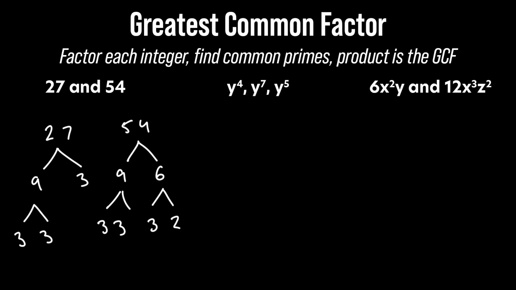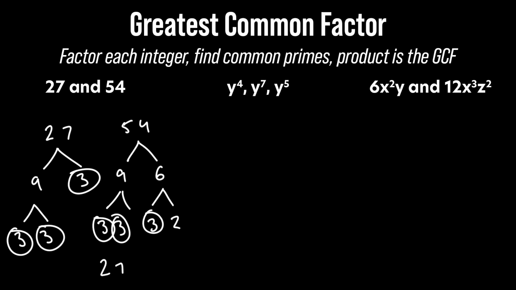Now let's find the common primes. 27 and 54 both have this 3 in common, another 3 in common, and a third 3 in common. So what's the product of 3 3s? That's 27. So the greatest common factor is going to be 3 times 3 times 3 because they all share that. So the answer is going to be 27. The greatest common factor is actually 27 itself because 27 times 2 is 54. 27 is a factor of 54.